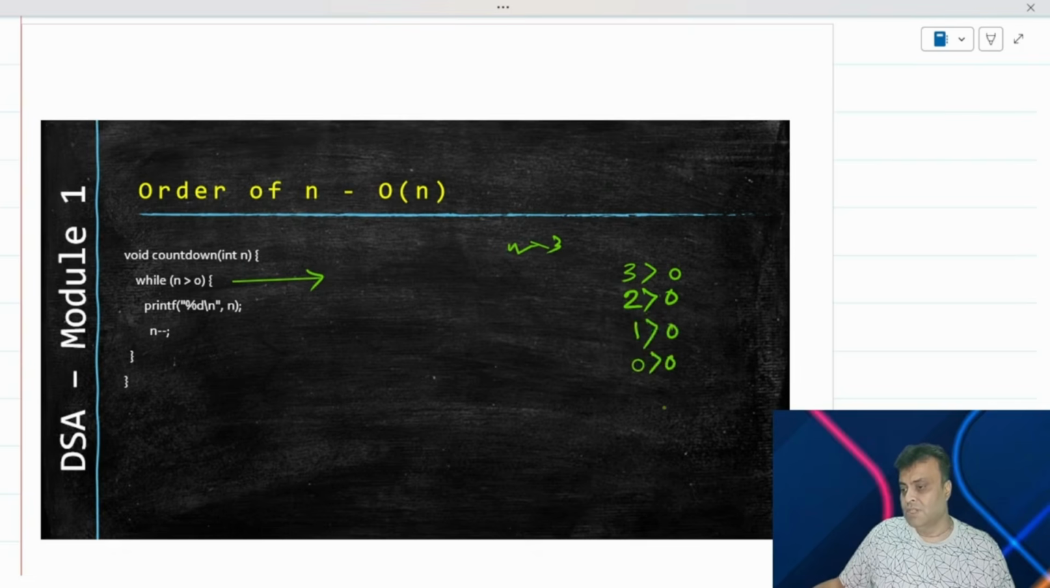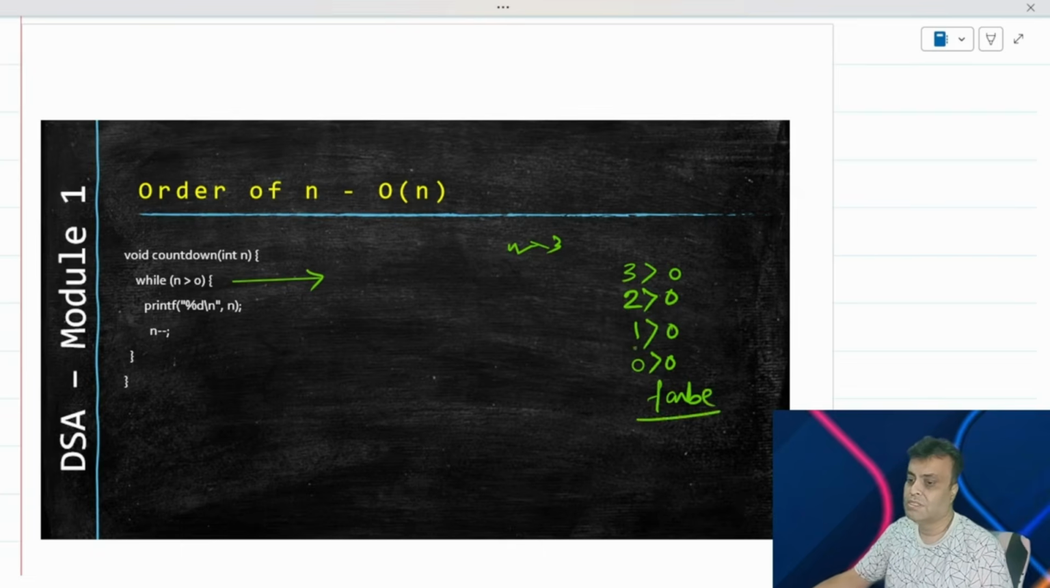Then it will check 0 greater than 0 and it will come out. So 0 greater than 0 will generate a false. So this line executes itself n+1 number of times. I hope you can understand that. And inside this will execute n times. This will execute n times.